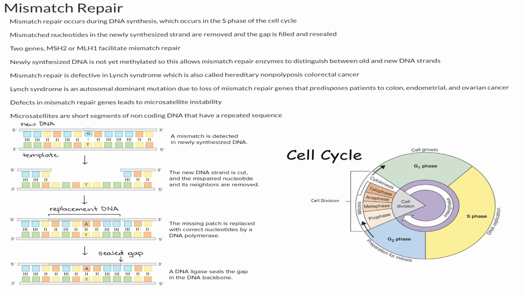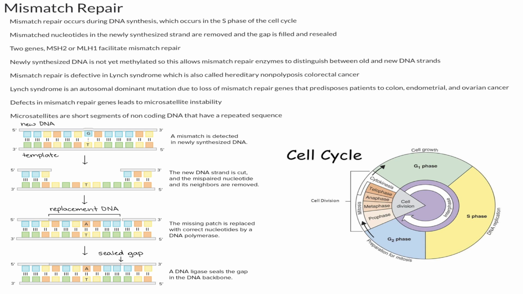You might be wondering how the new DNA is separated from the old DNA. Well, the newly synthesized DNA has not been methylated yet, so this allows the mismatch repair enzymes to distinguish between old and new DNA strands. So then what happens is you essentially cut out the mismatched DNA and then you replace it using DNA polymerase and DNA ligase to seal the DNA backbone.